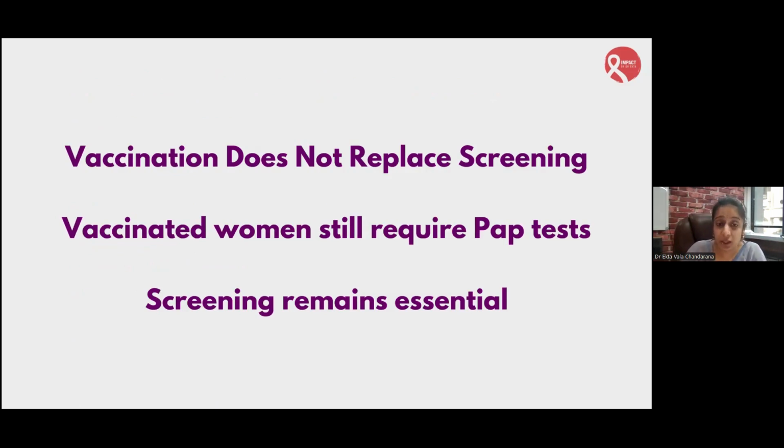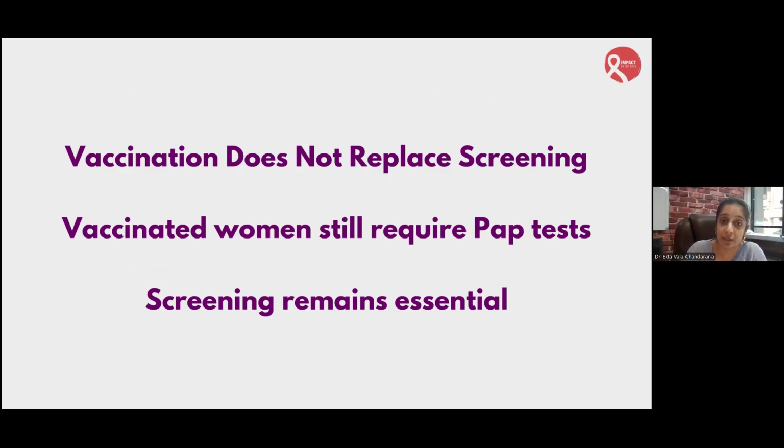So vaccination does not replace screening. It is very important. Vaccinated women still require pap test and screening remains essential. So I think we have discussed everything about the vaccine. We usually do not give HPV vaccine in pregnancy. We should defer it while pregnant, but yes, it can be given in HIV positive patients. It can be given in immunocompromised patients.